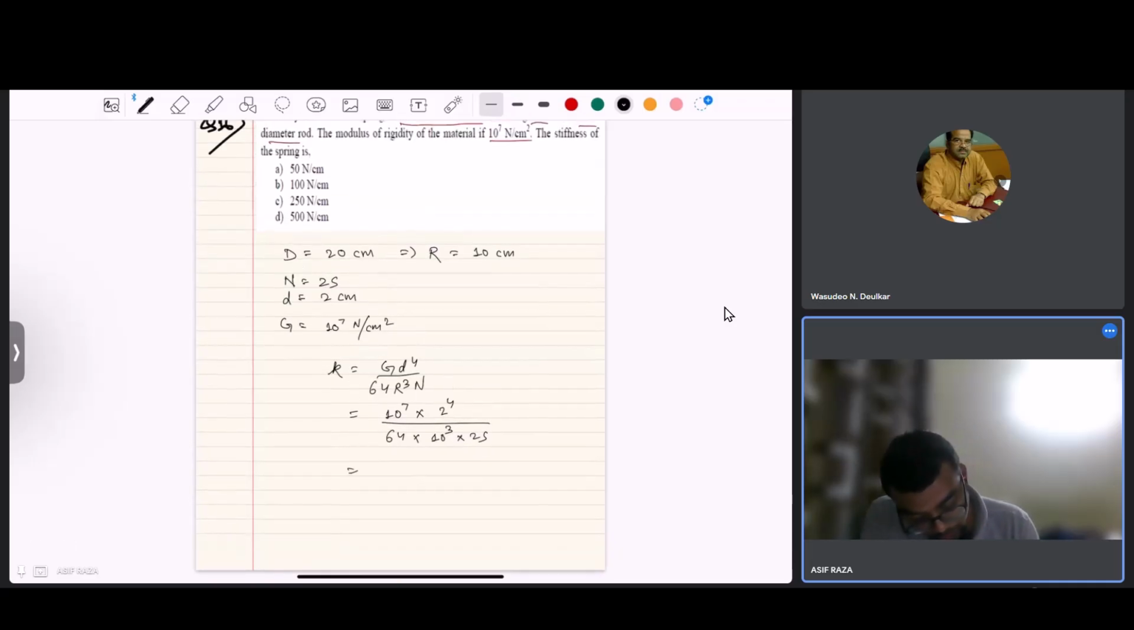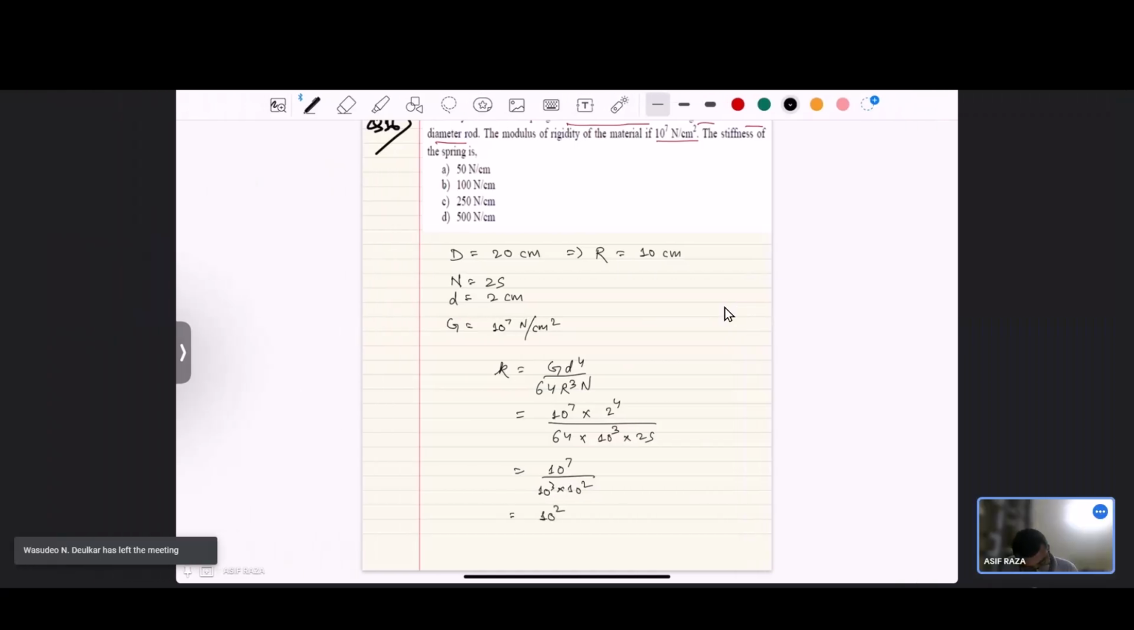Okay, so 2 to the 4 is 16, 400. This would be 10 to the power 3 into 10 to the power 2. This would be 10 to the power 2. Thus its answer would be 100 Newton per centimeter. Okay, the answer would be option B, 100 Newton per centimeter.